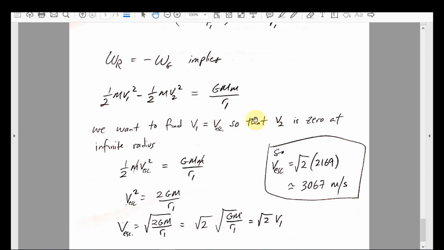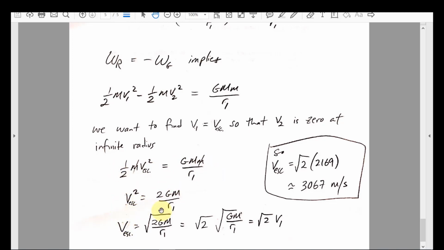So if we set V2 equal to zero in this equation, then we've got this quantity here equal to that quantity there, with the V1 equal to some value that we're searching for that we'll call the escape velocity. Of course, the little m would cancel. Doesn't matter what the mass of the rocket actually is. Cancel the little m on both sides of the equation and solve for this escape velocity.